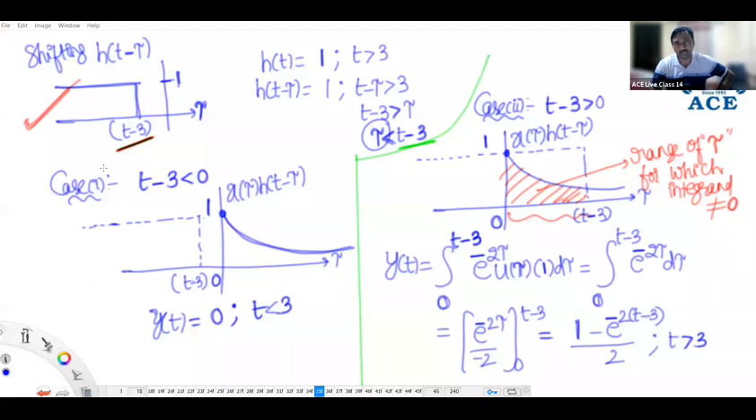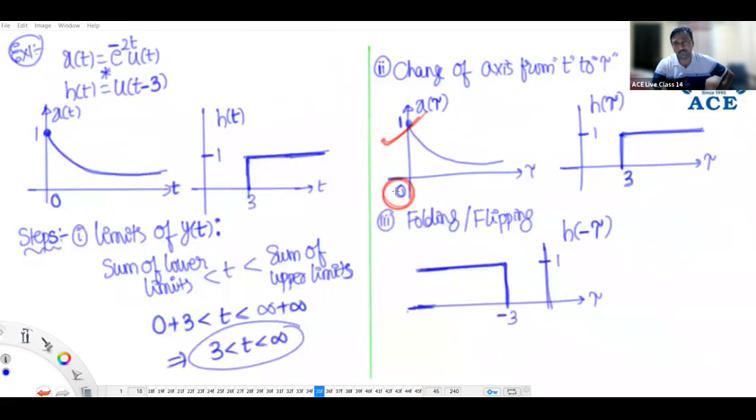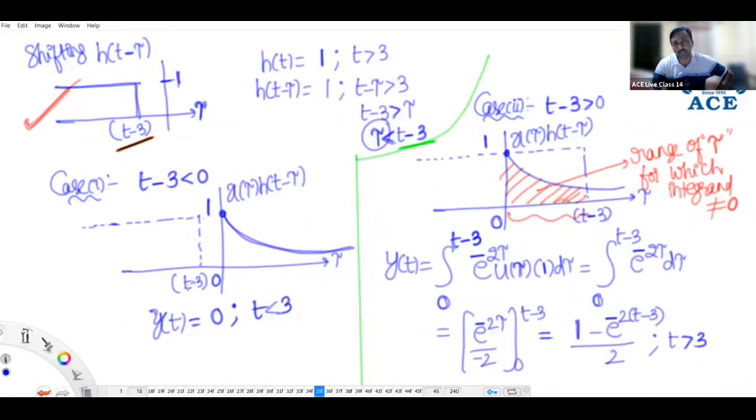First case, we are assuming the shifted signal has not entered the other signal. What is the upper limit of the shifted signal? T minus 3. What is the lower limit of the other signal? 0. I am assuming in the first case T minus 3 less than 0, no overlap. Second case, directly enter T minus 3 for the interval 0 to infinity because it is continuous. If it is discontinuous, maybe we have to split the intervals. T minus 3 greater than 0. That is two cases.